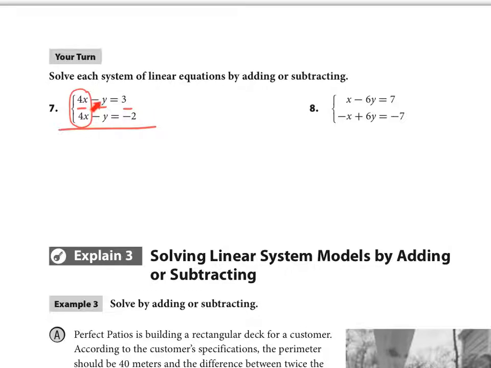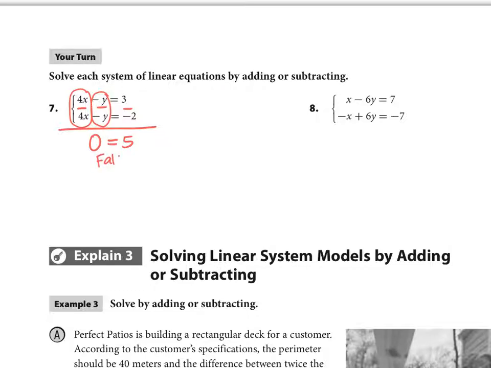Now, negative y minus negative y also gives us a 0. My equal sign is right after that. So I only have 0 on that left side. And then 3 minus negative 2 is like 3 plus 2. That's 5.